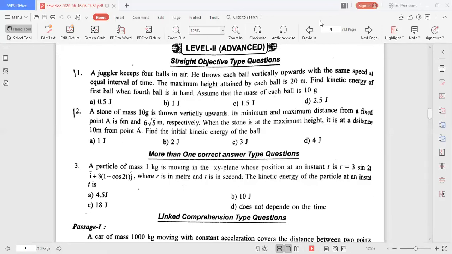This is the answer. In this way we have to do it. Kinetic energy is equal to 18 joule. Very good.